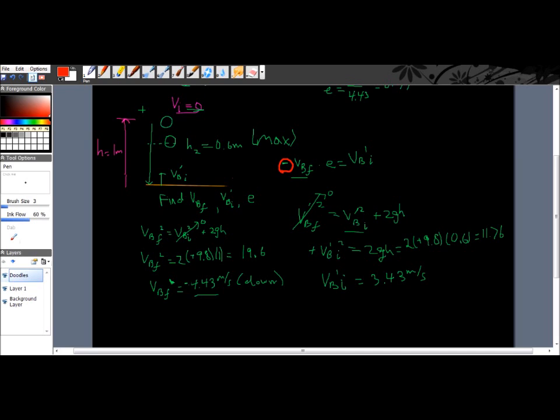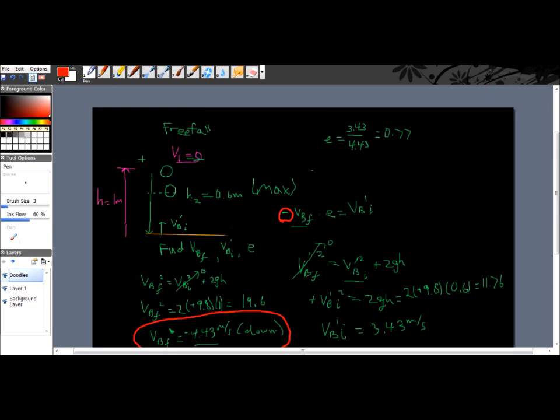Okay, I figured out why I was having so much trouble, and it's because there's this negative sign in the coefficient of restitution equation, and there was a negative sign also in here. So what I was doing was canceling out this negative sign, but still taking this sign into account, even though I already took it into account when I made this positive over here. So this is supposed to be a positive 4.43, and you get a positive 0.77 for a coefficient of restitution.